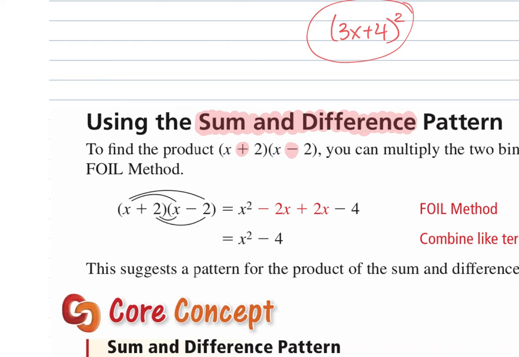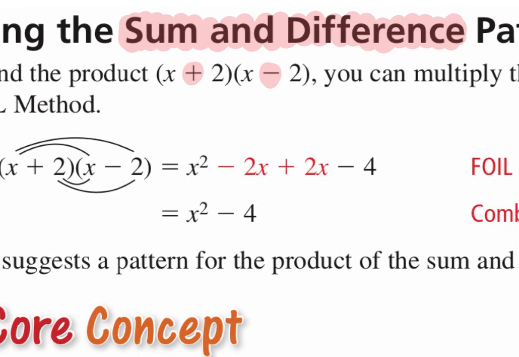Okay. Now, before, do you guys remember when we FOILed and we got those two middle terms and they were the exact same? When you have the sum and difference pattern, they're not going to be the exact same. What's different about these two? They're opposite signs. So what happens when you have -2x plus x? They cancel out. So you're going to have no middle term.